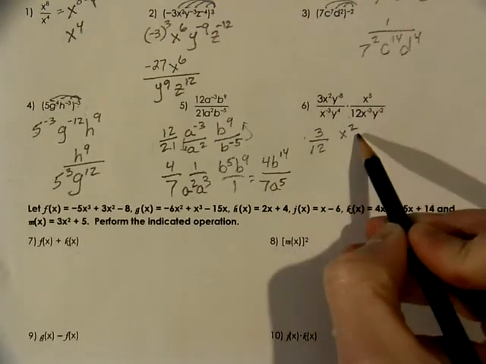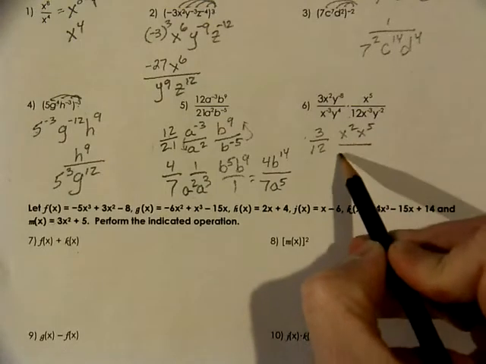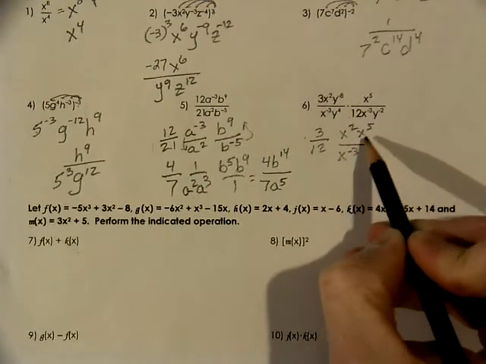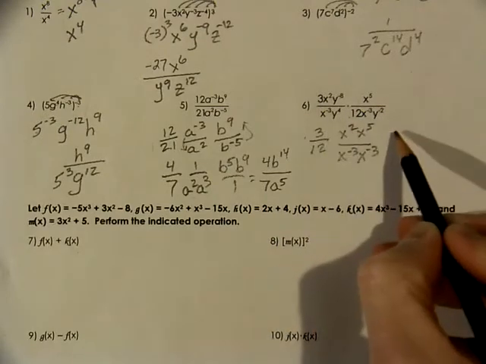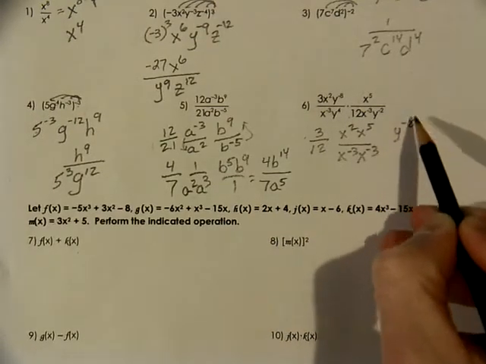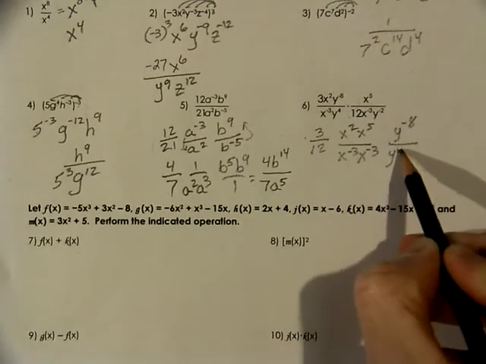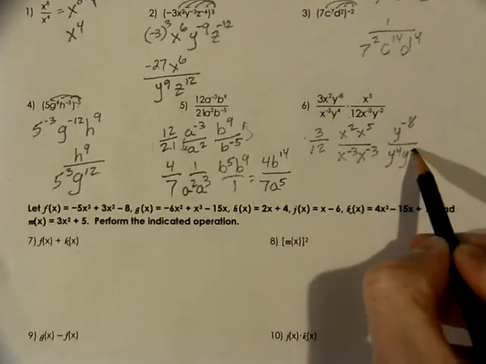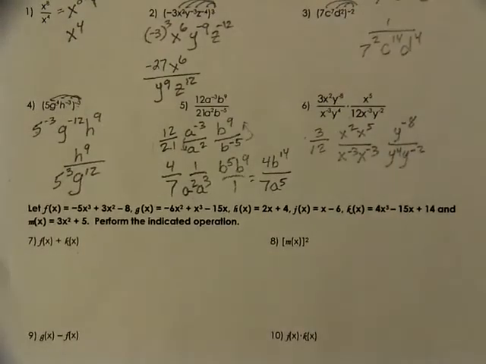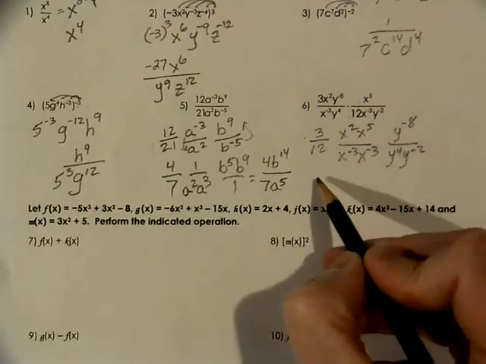We have an x squared on top and an x to the 5th on top. On the bottom we have x to the -3 and another x to the -3. For the y's, we have y to the -8 on top, y to the 4th on bottom, and y to the -2 on bottom. So again, this can be reduced by a 3.